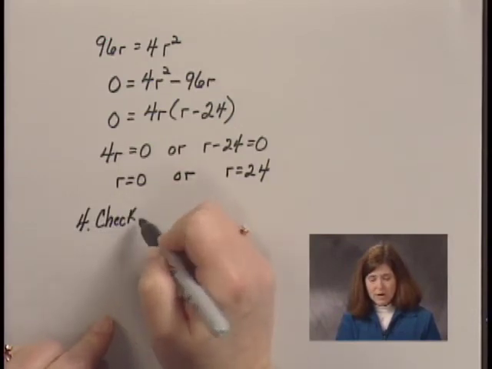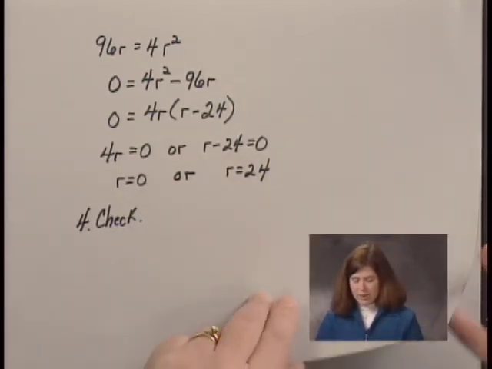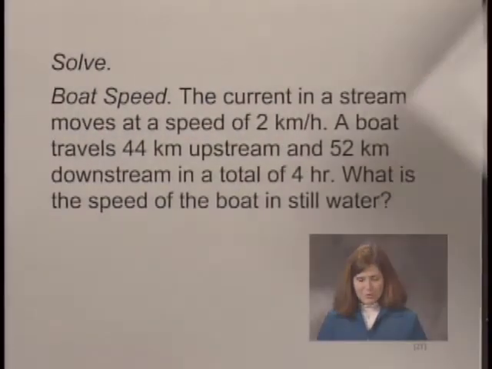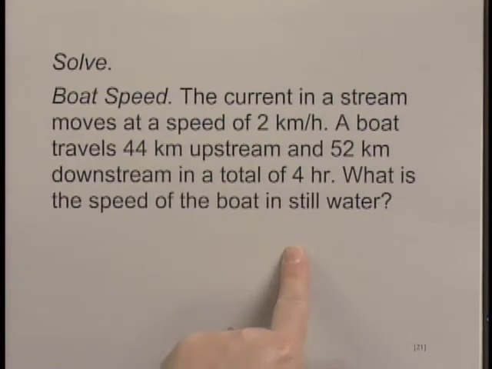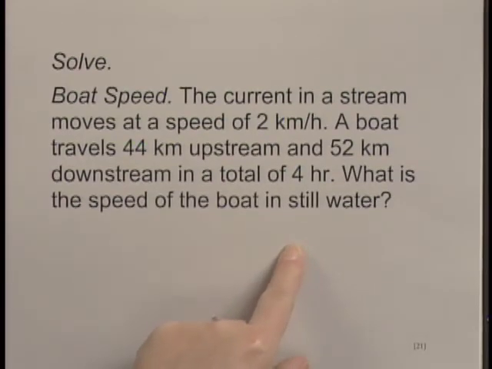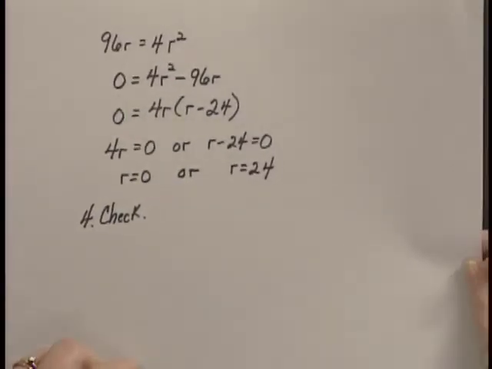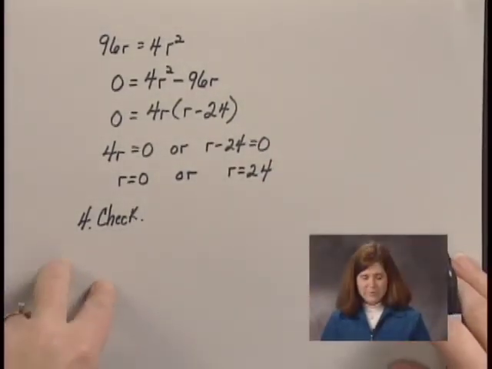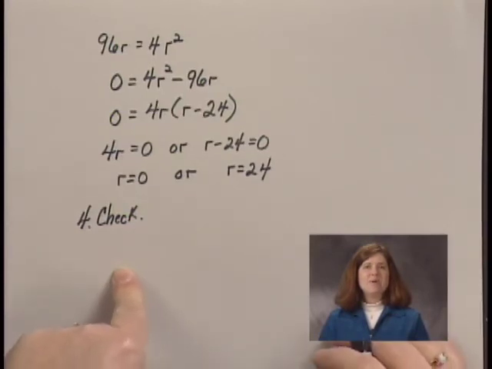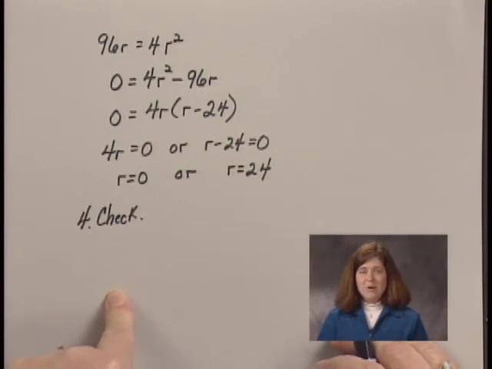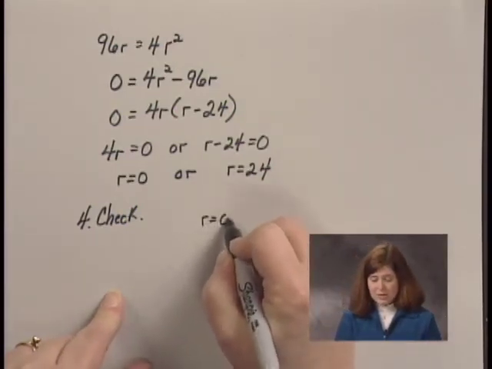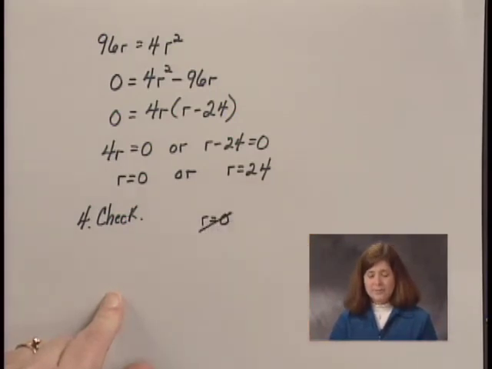Let's go back to the original problem, and see if we first of all have found what we were looking for. We're asked to find the speed of the boat in still water, and that was what we defined r to be. Now let's see if either of those makes sense before we check the numbers. Does it make sense to have the speed of the boat in still water to be 0? Well, if the speed of the boat in still water was 0 and we had a current, it couldn't go upstream at all. So r equals 0 is not a possibility.